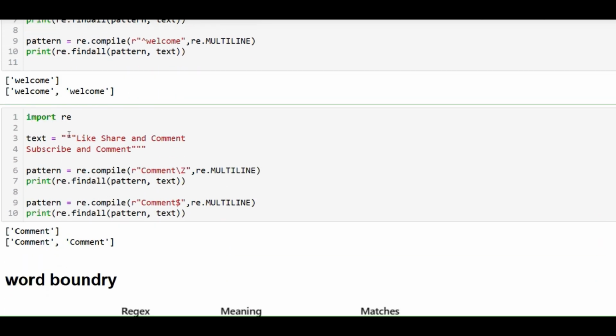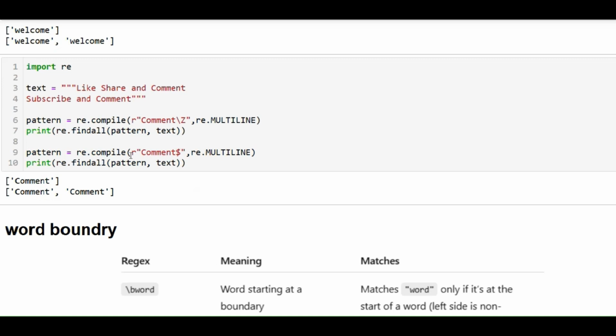Now let us see the other example. Text is equal to like, share and comment, and second line subscribe and comment. Now we are writing comment with \Z and the dollar symbol. We enabled re.MULTILINE in both. Now let us see. The dollar symbol tries to identify in each line, while \Z will see the entire text and the end only once.